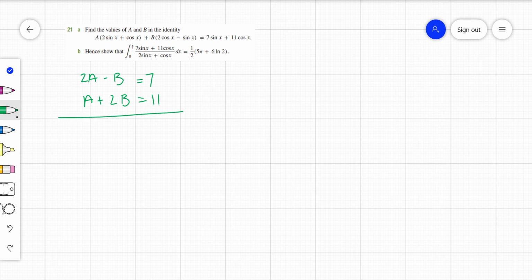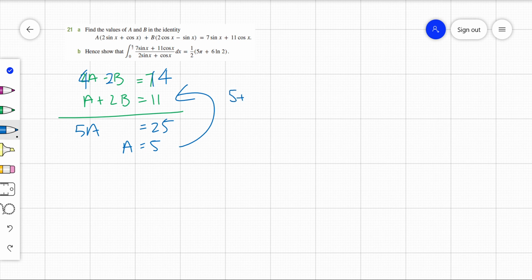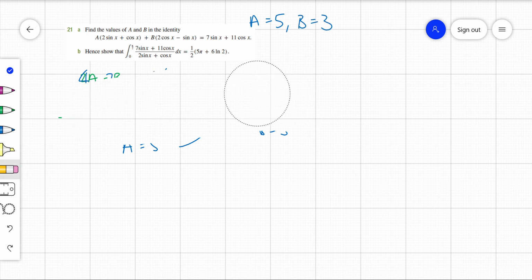So if I just double the top, that'll be 4a, negative 2b, and this will be 14. Then just add them together: you'll get 5a, the b's will cancel, you get 25, so a is 5. If I pop the a back into one of those, 5 plus 2b equals 11, so 2b equals 6, so b equals 3. So I'm just going to put it up here: a is 5 and b is 3. There.